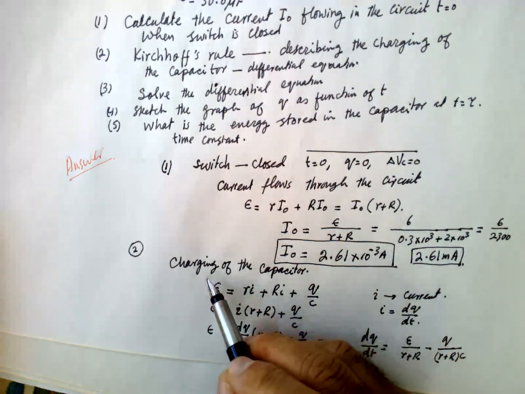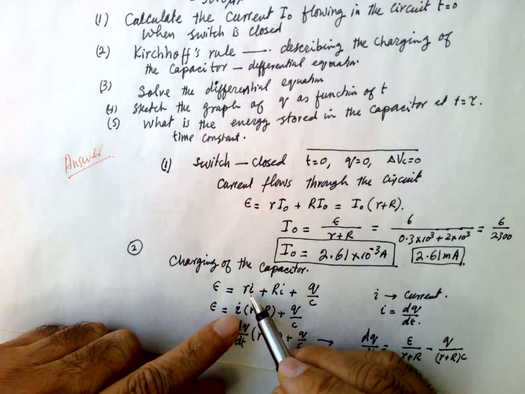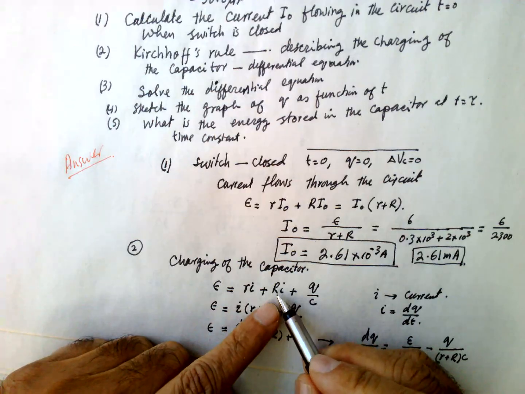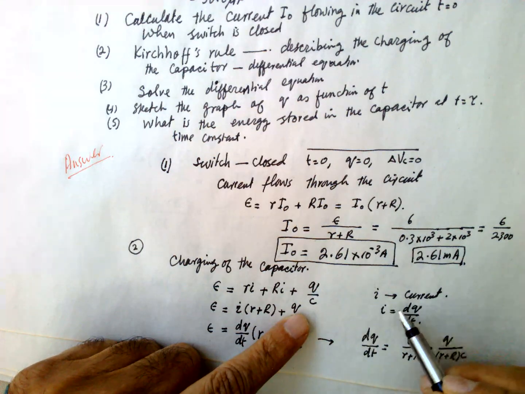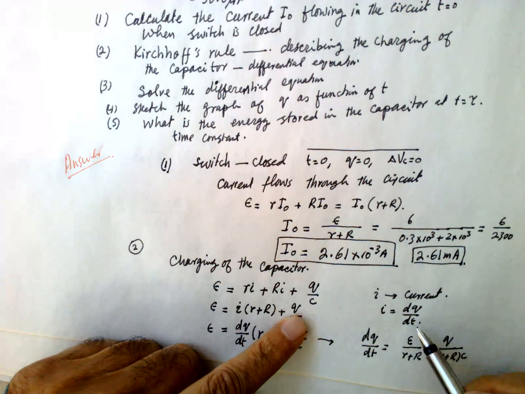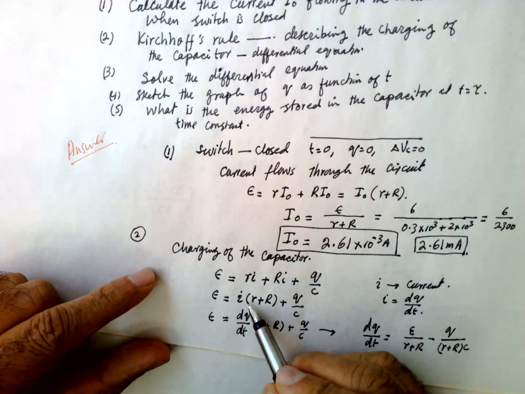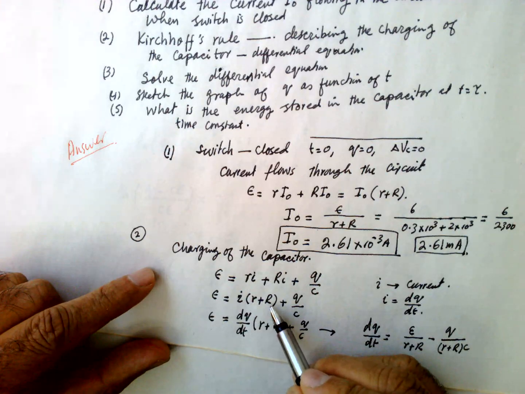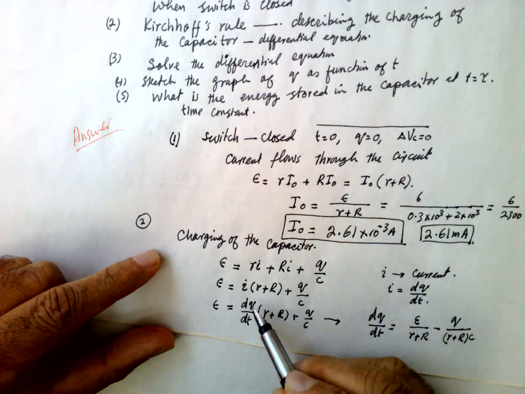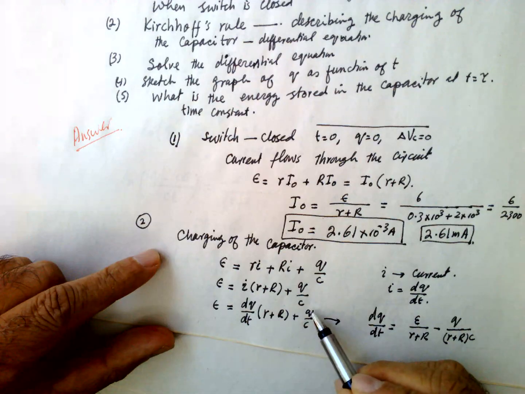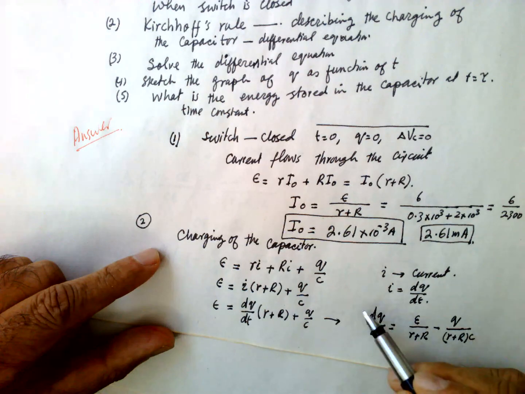Now the charging of the capacitor. When charging the capacitor, EMF is equal to small r times I, the current, plus capital R times I, plus Q over C, which is the voltage across the capacitor. I is the current, I is equal to dQ by dt, the rate of change of the flow of charge is the current. So EMF is equal to dQ by dt times r plus capital R, plus Q over C. This dQ by dt is the differential equation.